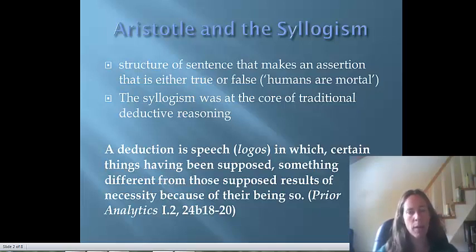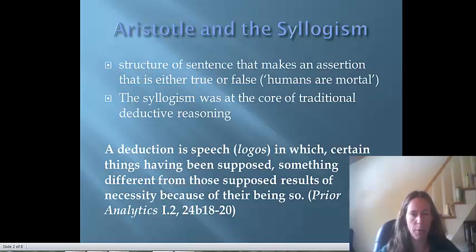So he came up with this thing called a syllogism, which is a particular structure of a sentence that makes an assertion that is either true or false. So if I say humans are mortal, that's either a true statement or a false statement. It can't be neither; it's got to be one of those. And so the syllogism is at the core of traditional logic, specifically deductive reasoning, which is where a certain fact can be determined by combining existing statements. So you arrive at something new from combining some existing statements.